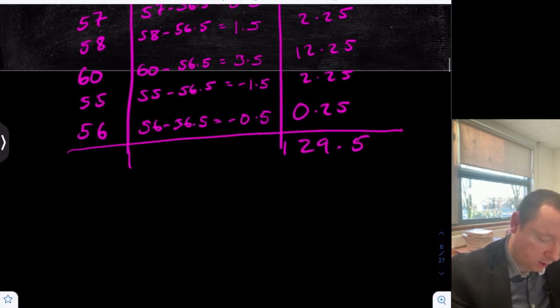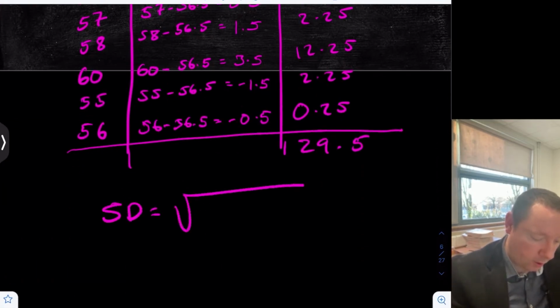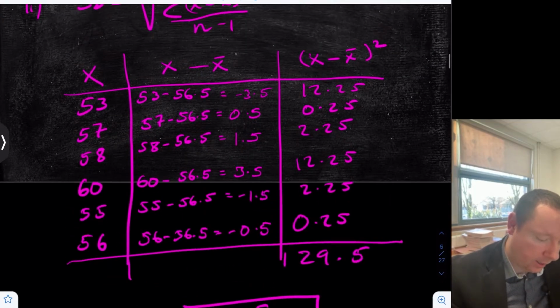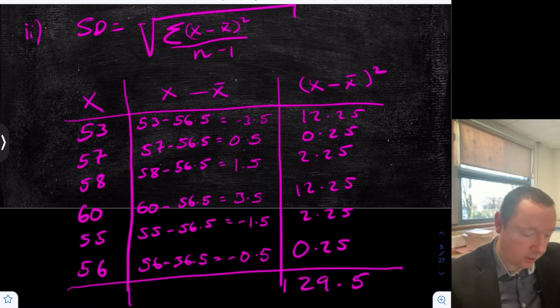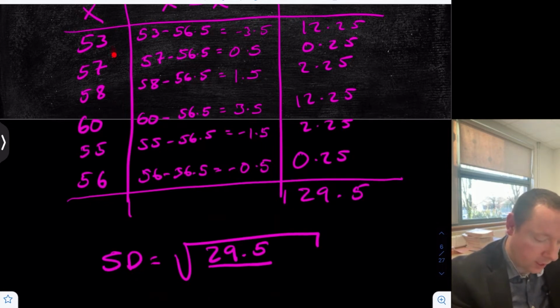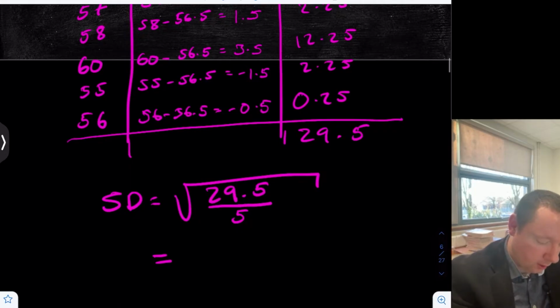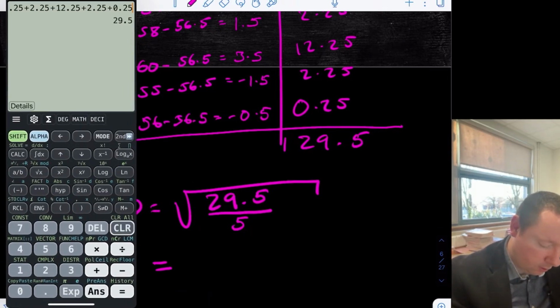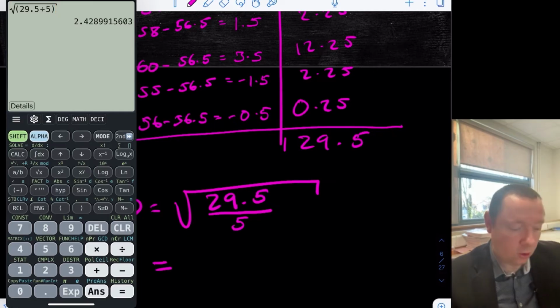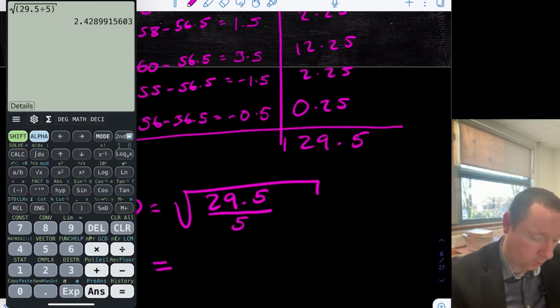So that means that our standard deviation equals the square root of 29.5, all divided by, and it says n minus 1, so that's 1 less than the number of numbers we started with, so we've got 6, so divide by 5, and again this is a calculator job. Square root, open brackets, 29.5 divided by 5, close brackets, 2.42899, or 2.4 to 1 decimal place.